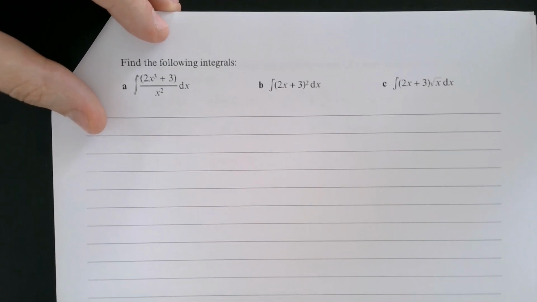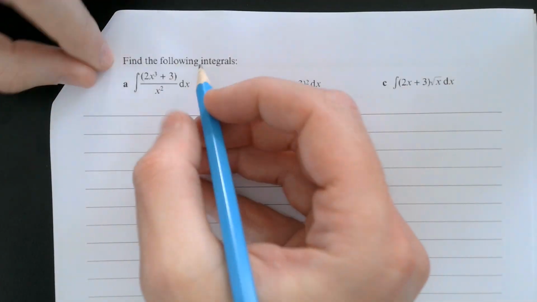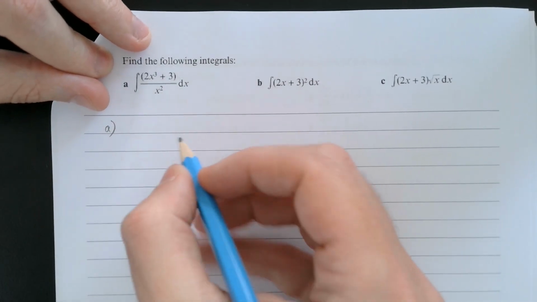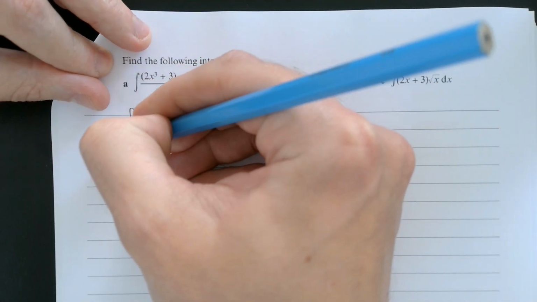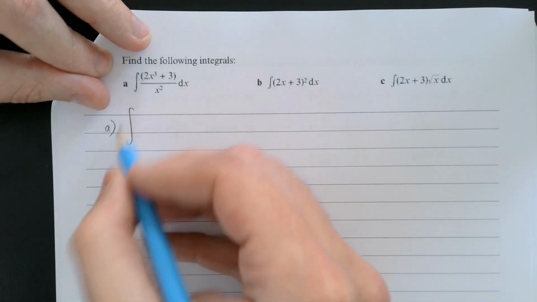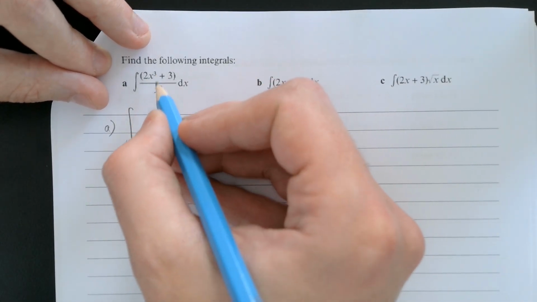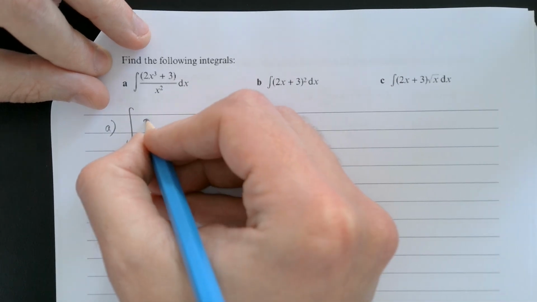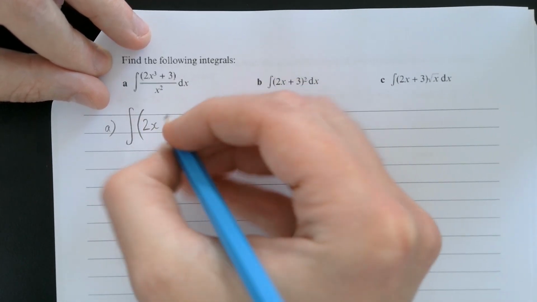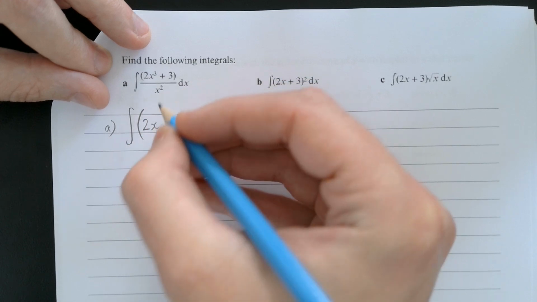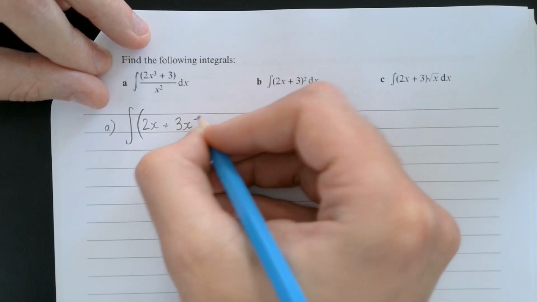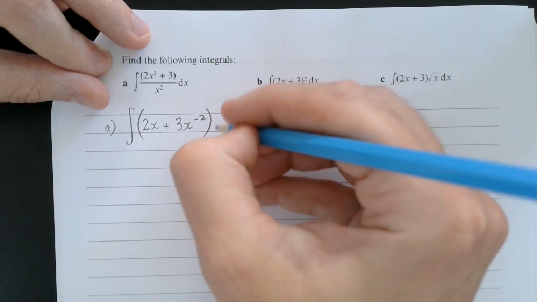These ones are slightly more complicated because the first thing you've got to do is write them in index form. So before you do any integration, notice that my integral sign is still here. I'm going to do 2x cubed divided by x squared, which is 2x. And then 3 divided by x squared, which is 3x to the minus 2. And I would write it in that form.